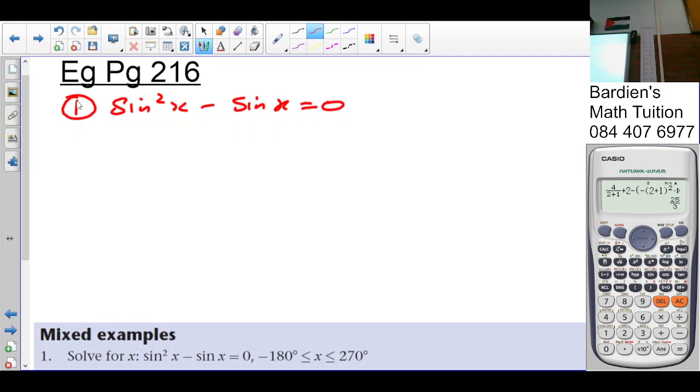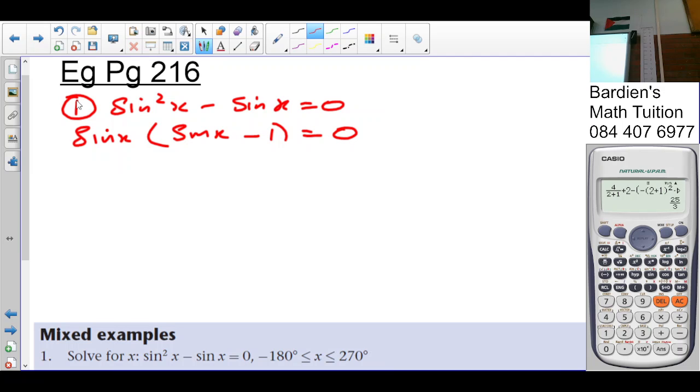So how can I calculate my general solution? Can I divide by sine x here? Take sine x out, this is a common factor. We're never going to divide by sine of x because I'm going to lose a solution. Never divide by sine x. So you take out sine x as a common factor, what am I left with? Sine x minus 1 equals 0.